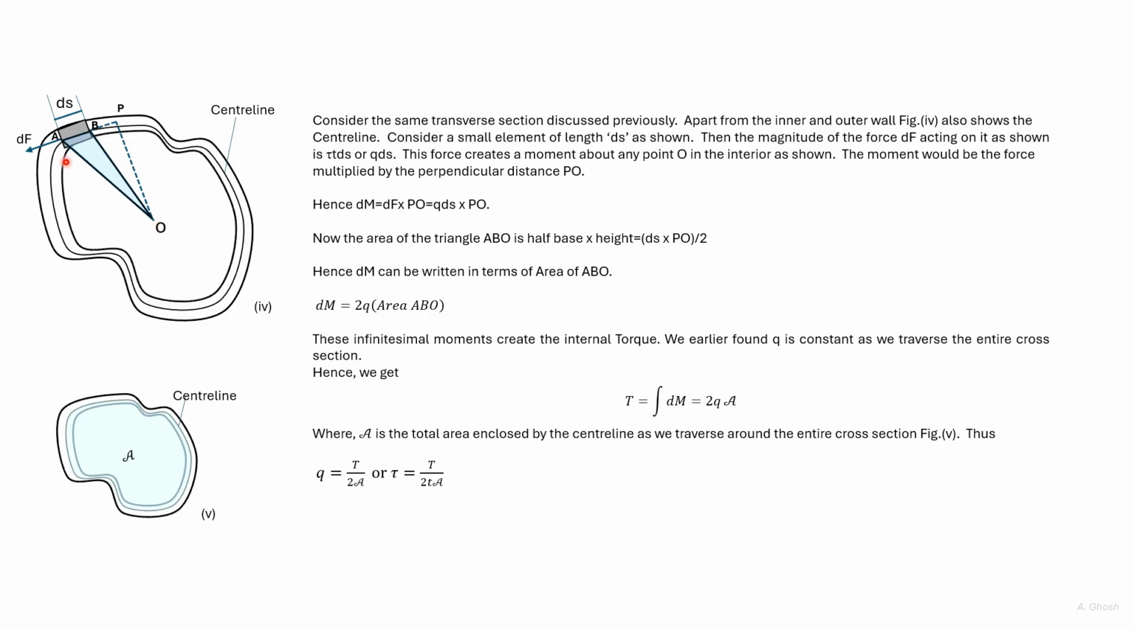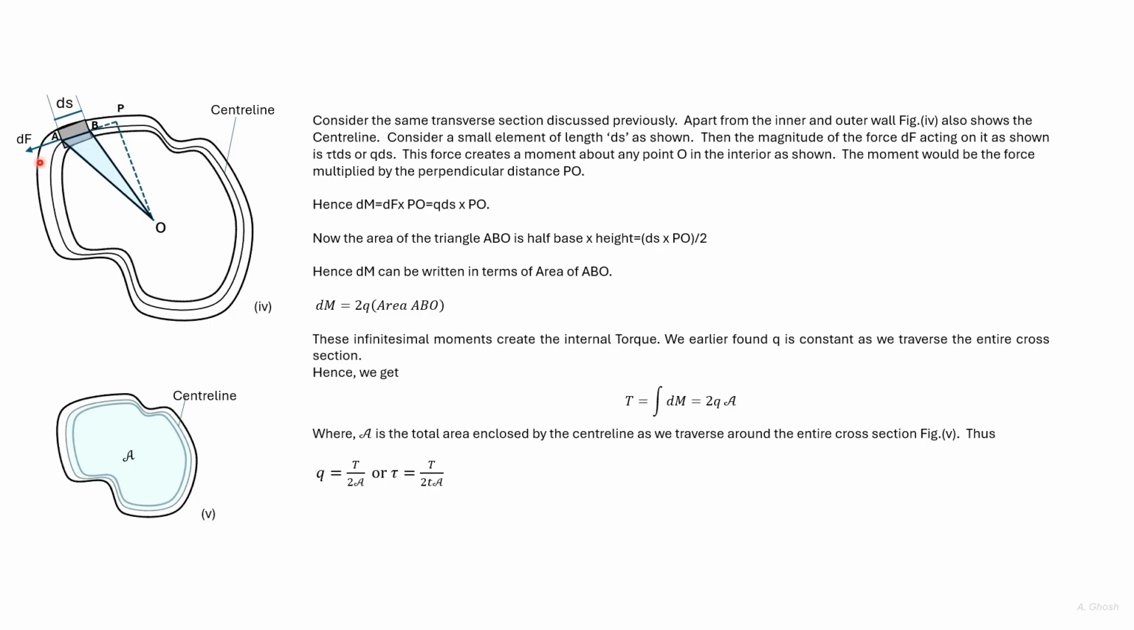Now let us look at the area of the triangle APO. Area of the triangle is given as half base into height, that is half ds into PO. Here we see that ds into PO is common in these two cases. So dM can be given in terms of the area of the triangle APO. dM is given as 2q into area of the triangle APO.